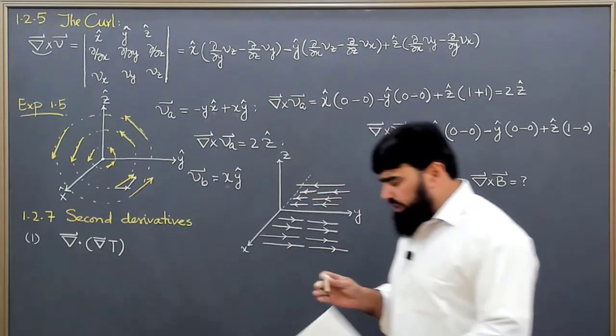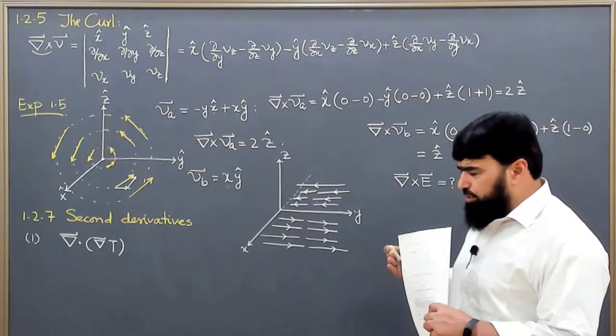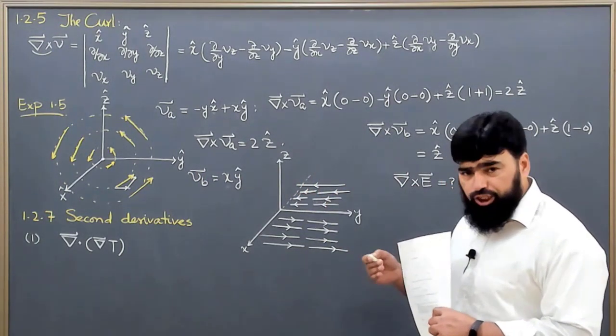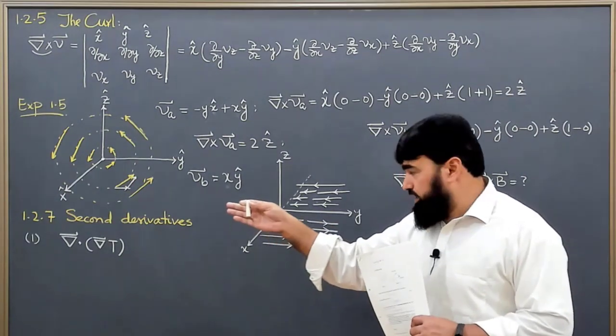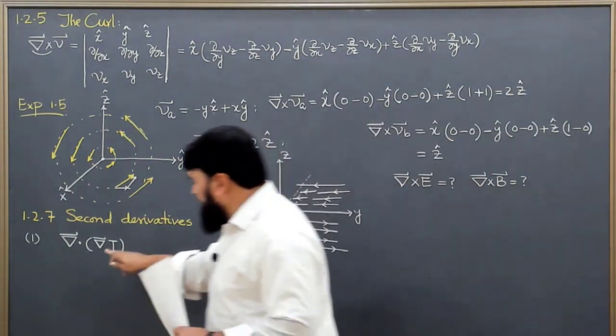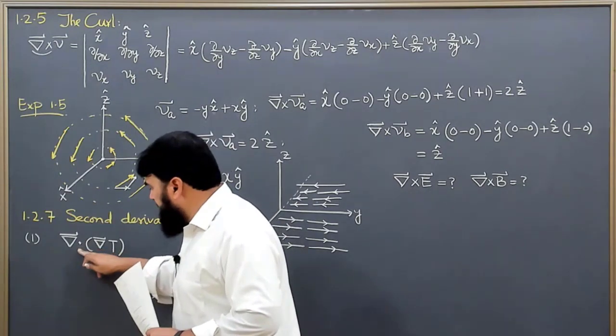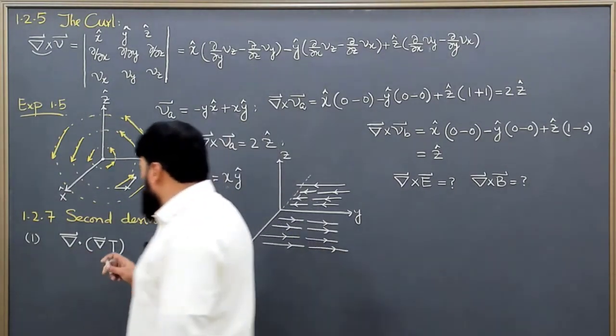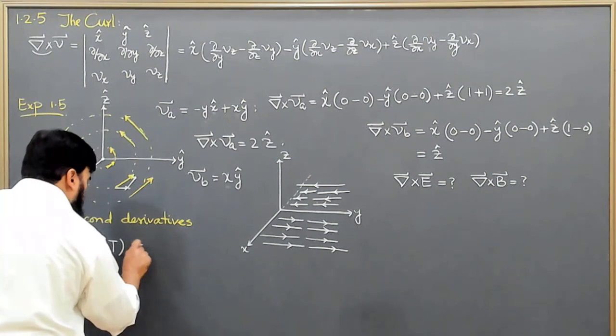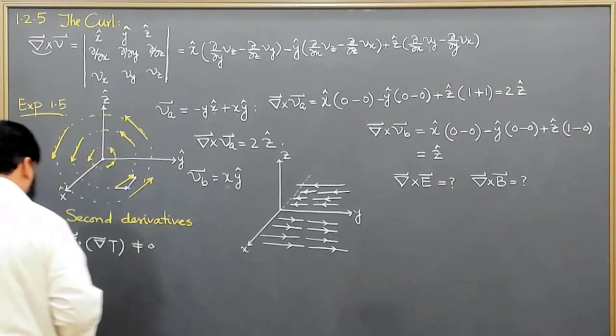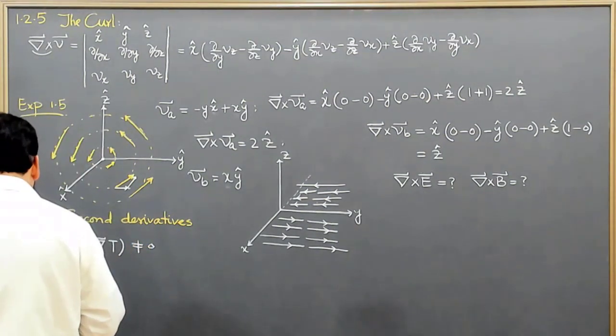Now the gradient is giving us the maximal change in T in a given direction, and that's why it's a vector quantity. And then how much it is diverging means that this thing will not be equal to 0. We will get some result out of here.